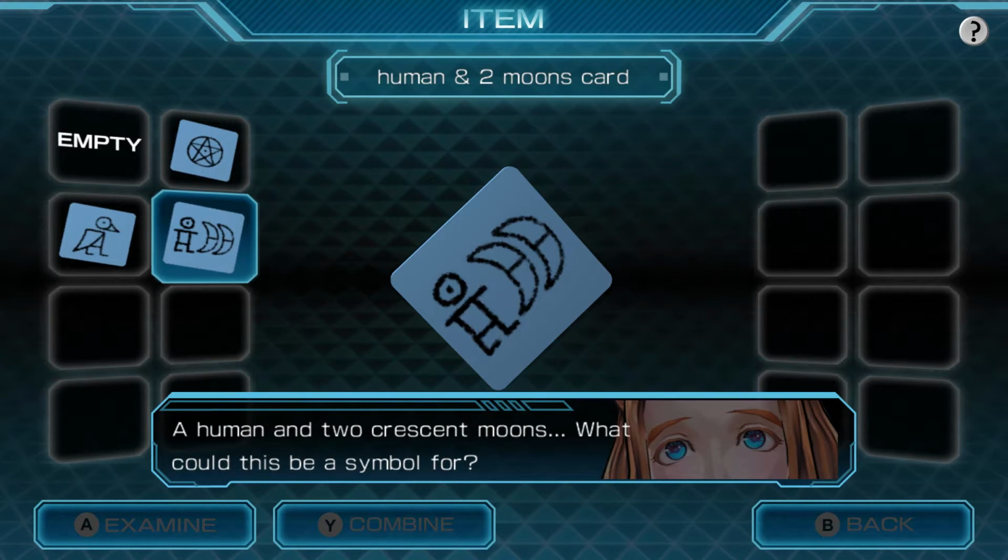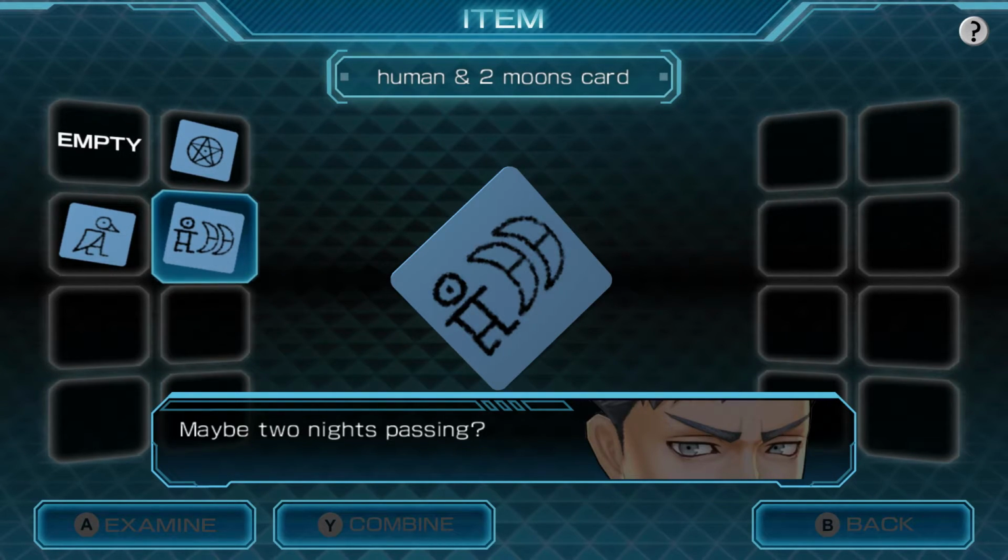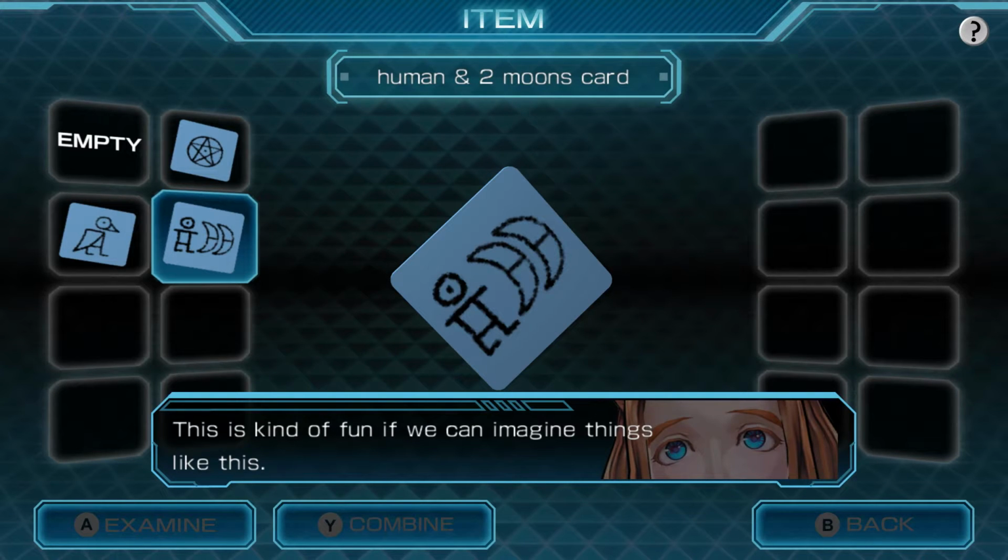At least not always. A human in 2 crescent moons. What could this be a symbol for? Maybe 2 nights passing? This is kind of fun if we can imagine things like this.